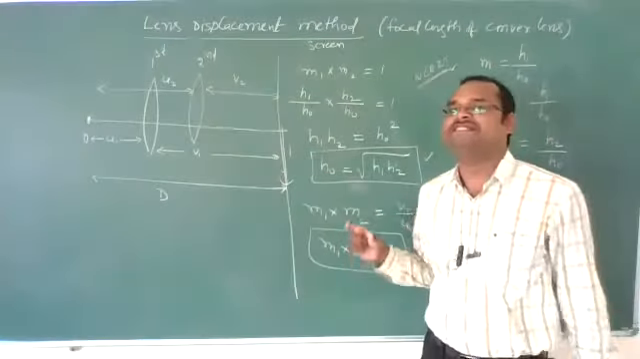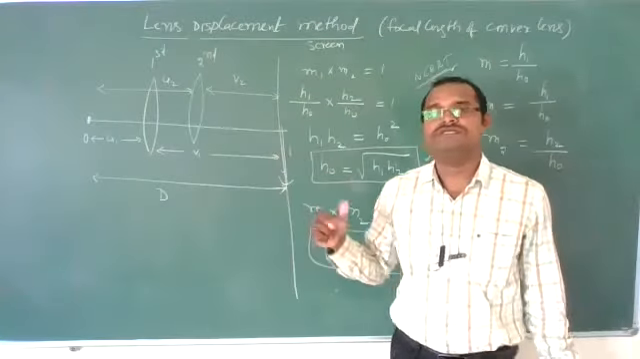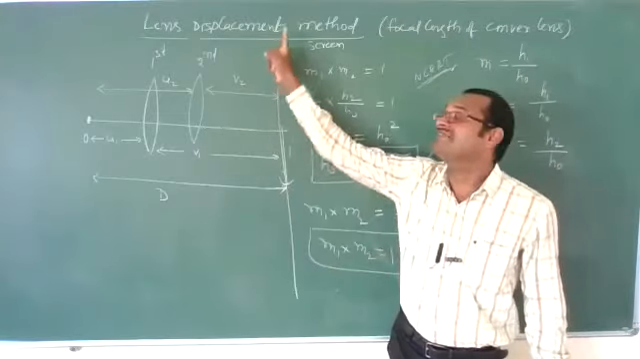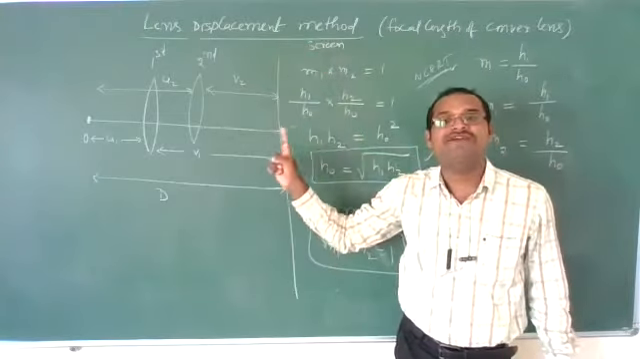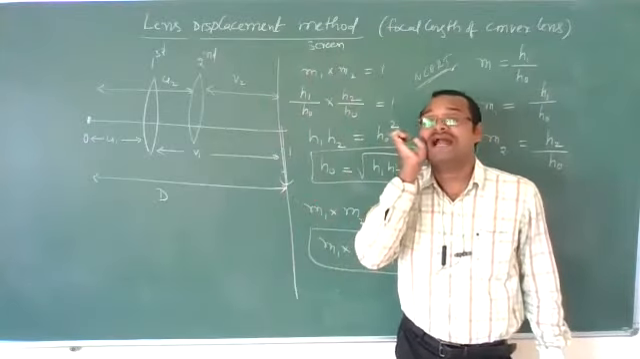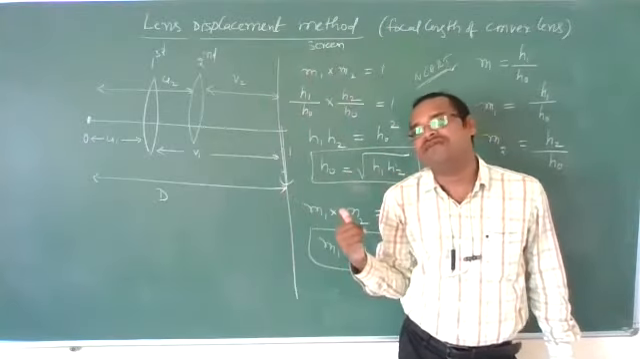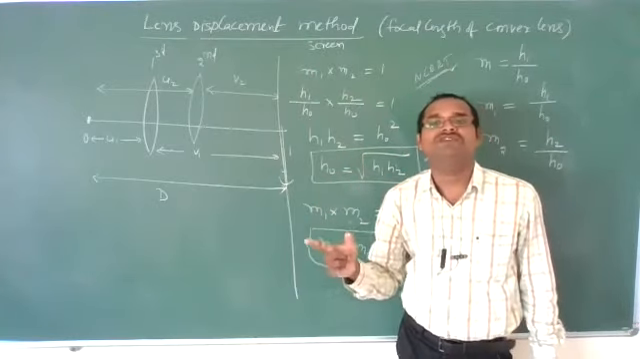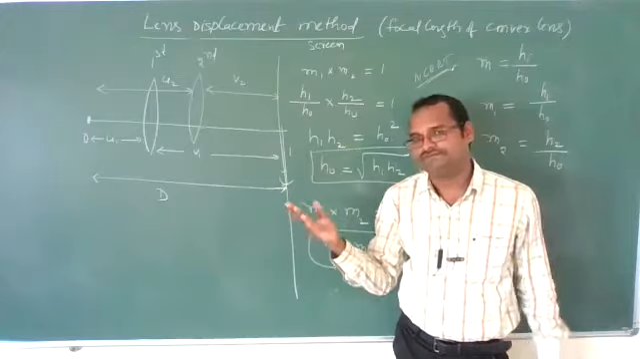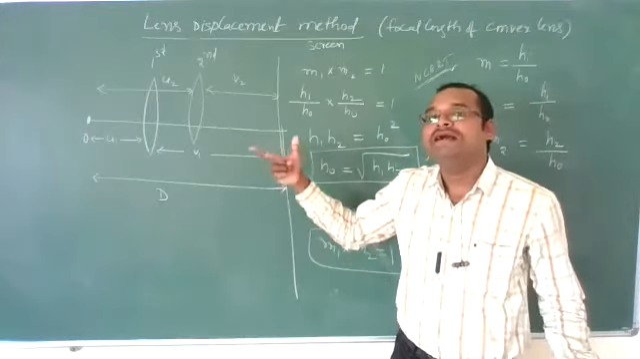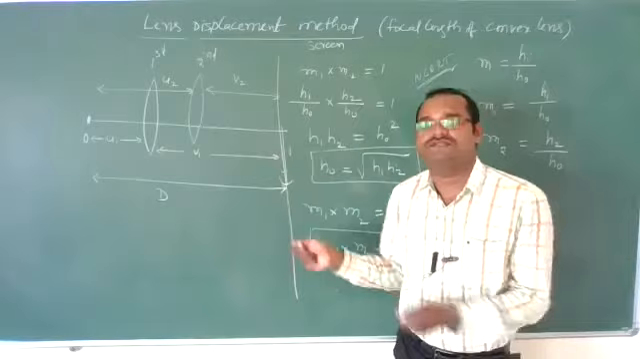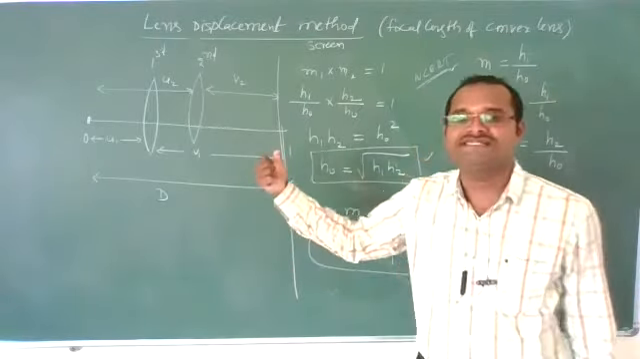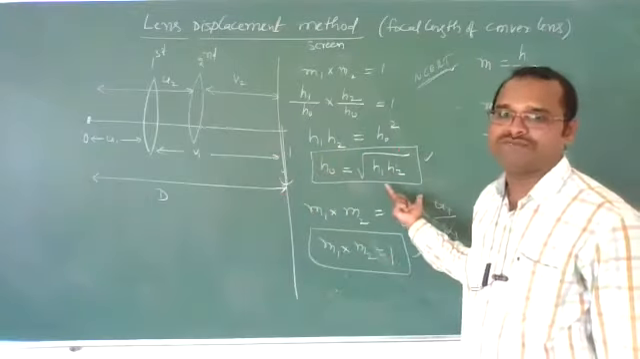Why will we use this lens displacement method? We will use this lens displacement method to find the focal length of a convex lens only, and this is valid only for a convex lens, not for a concave lens. Why is it not valid? A concave lens always forms a virtual image. That virtual image we cannot take on the screen. It is difficult to arrange this experiment. So for a convex lens it will be valid. So you have to remember all this.